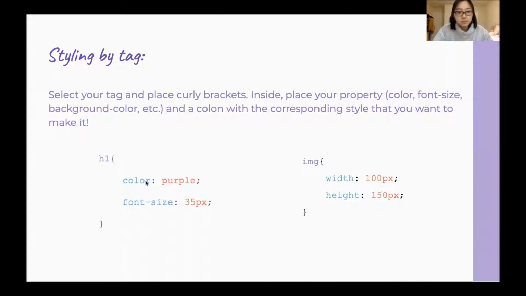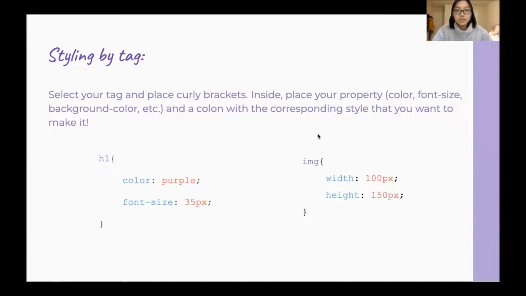This is what we call a property, like color, font size, or width and height. And then you do a colon, and then you choose the corresponding style that you want to make it. So for color, you can do purple or whatever. There's different types of colors, which I will get to. And then you can do font size, which you have to use the units of pixels, along with the width and height of an image.